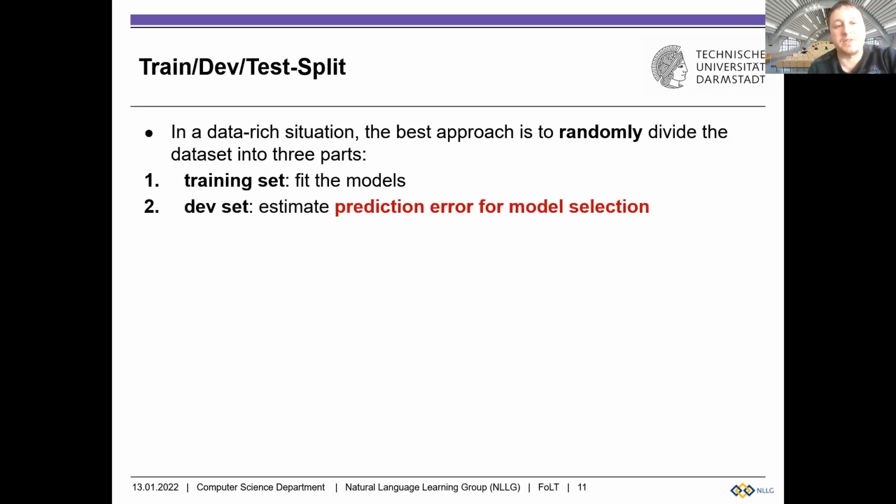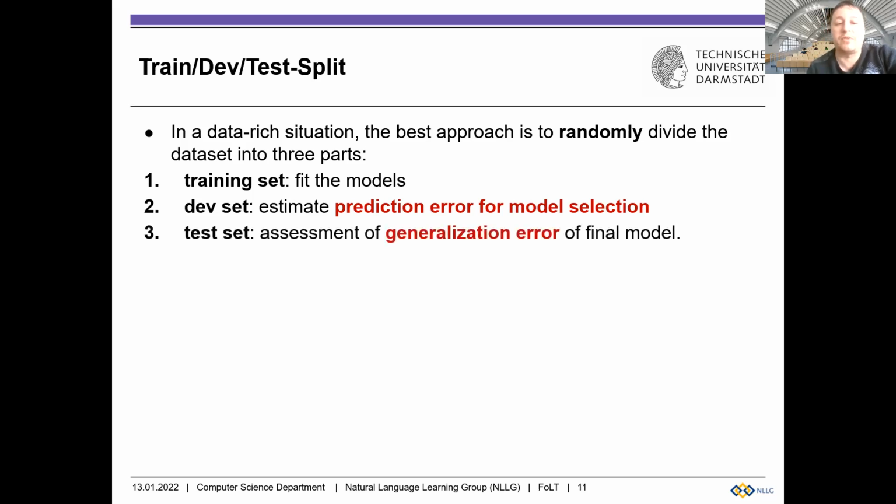And then we have the dev set. On this dev set, we can evaluate our model that has been trained on the training set for different feature combinations, for different hyperparameters, and for different parameters as determined on the training set. So that's why we have the dev set: to do the model selection and to determine the prediction error.